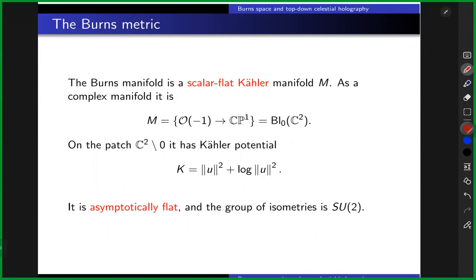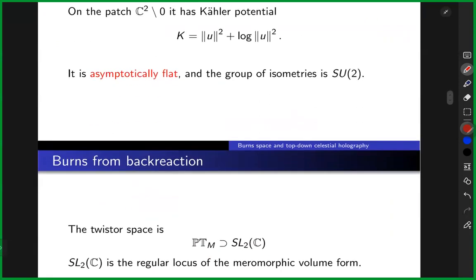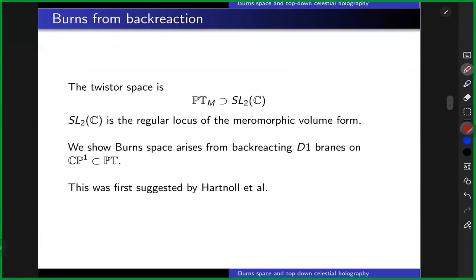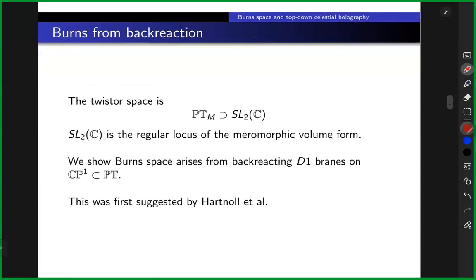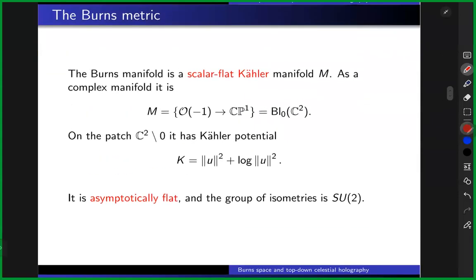So does the coefficient of the log have to be 1 here? No, well, in the beginning, when we do some back reaction, the coefficient of the log is n, but then you can just absorb it into rescaling the coordinates. Okay. It's half Weyl flat. What was that? It's the self-dual or anti-self-dual part of the Weyl tensor. Yeah, that's a consequence of being scalar flat Kähler.